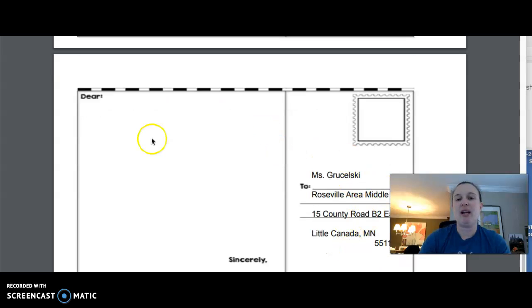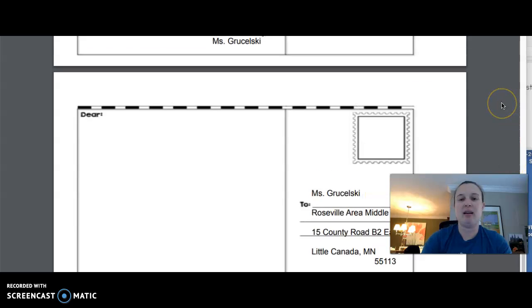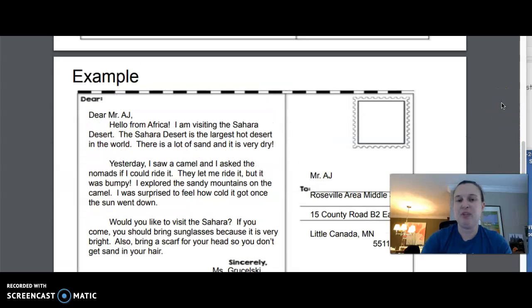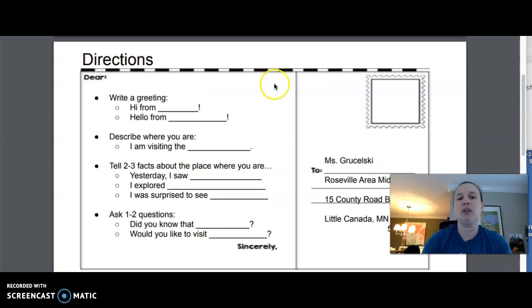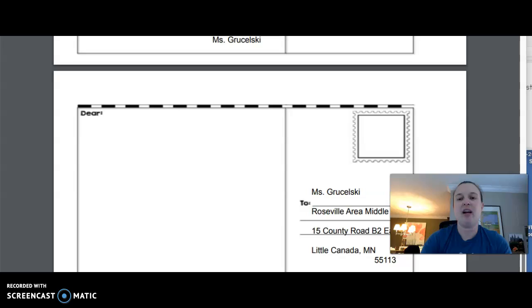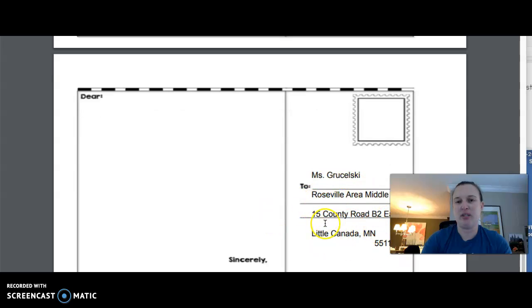This is what you're going to write on the last page. And if you need help, you can look back at my example. And mostly, I'm hoping you will look back at the directions to give you ideas of what to write. I already helped you because I put the address there. Now remember, this is option 1.